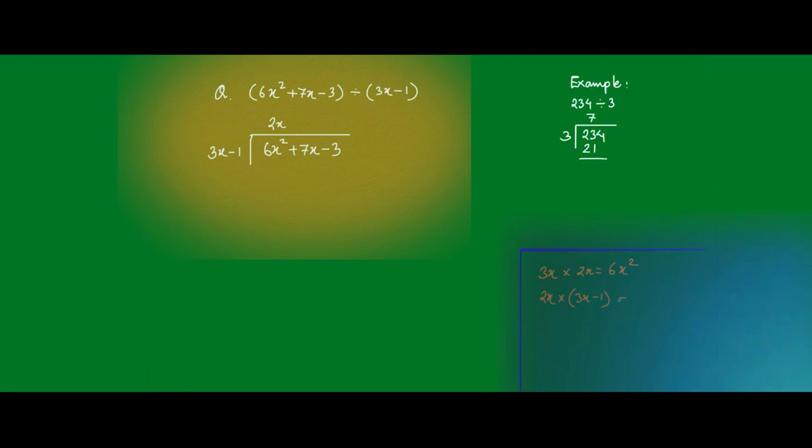So what are we going to get? We're going to get 2x times 3x, which is 6x squared, and 2x times 1, 2x, positive times negative, negative. So we are going to get 6x squared minus 2x. So we have 6x squared minus 2x. I hope everyone is with me through this till here.